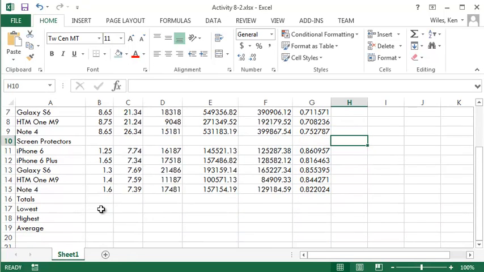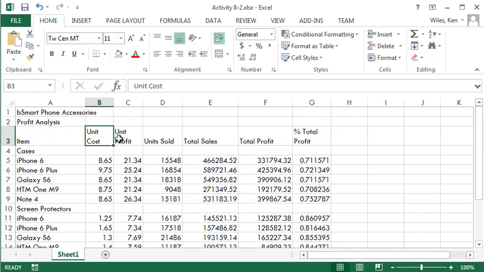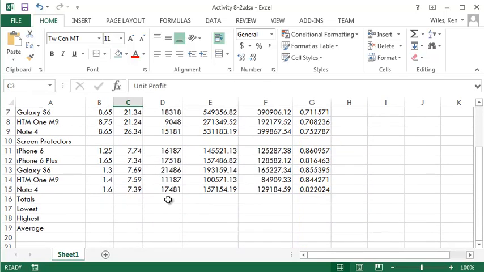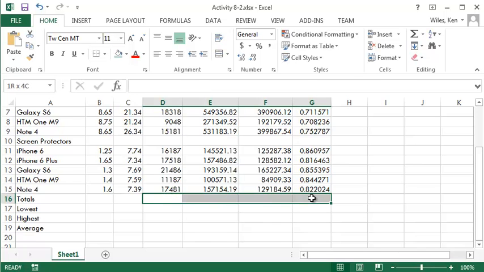Next, we need to come down and do our totals. It doesn't make any sense to do totals for unit cost or unit profit. That's really not useful data. So what I'm going to do is start over here in cell D16 and highlight through G16 and do my auto sum.